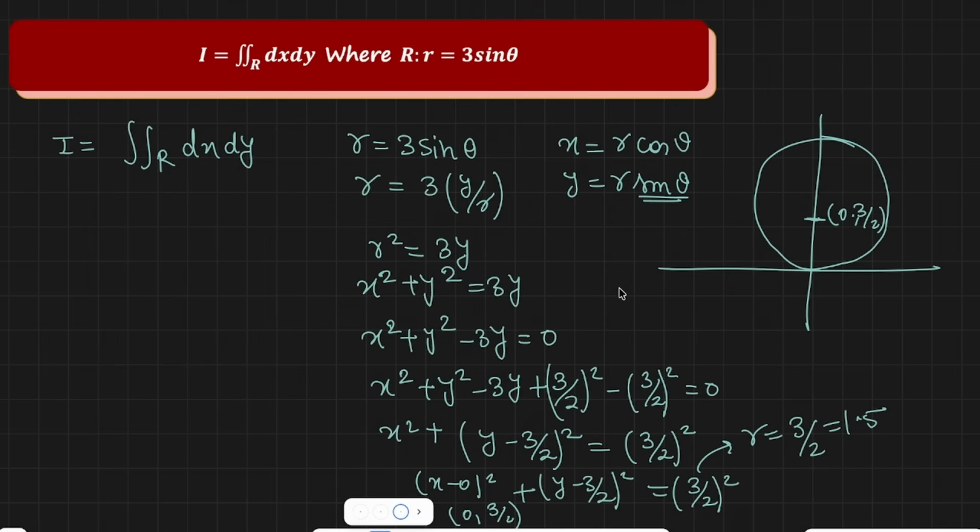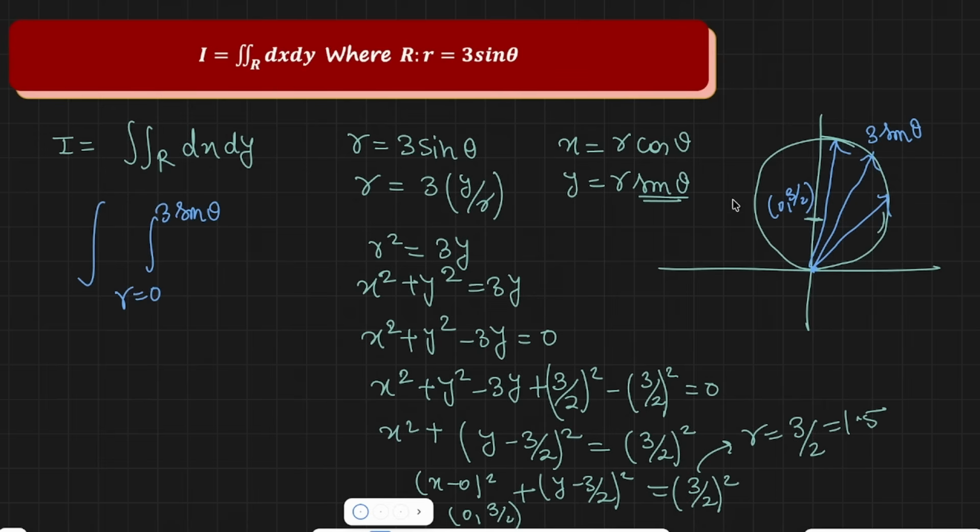Now how to find out the radius and angle? Keep in your mind, radius will always be from 0. So basically this is 0 comma 3 by 2, and the radius will be from here to here. It will change by this curve. We know that this curve is r equal to 3 sine theta. So the limit of r will be from 0 to 3 sine theta.